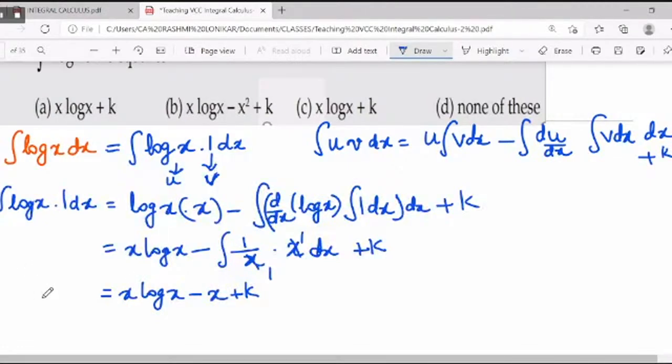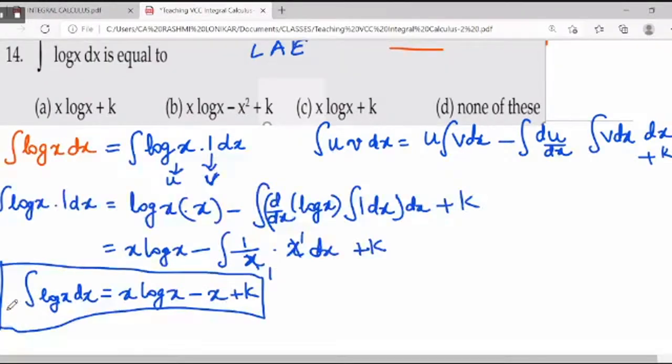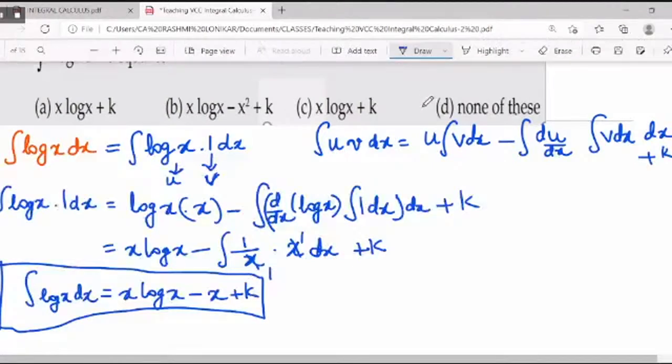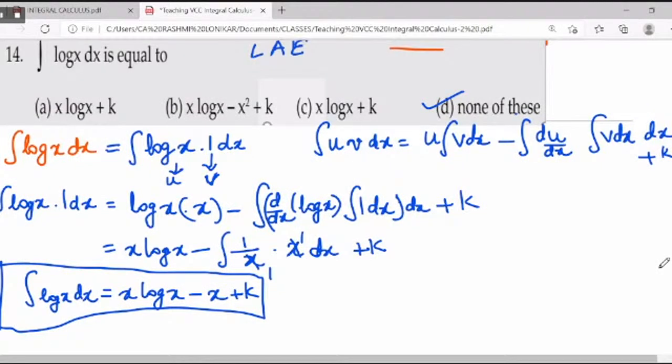So the integral of log x is a very famous sum for those of you who are doing maths in your 12th standard. It is a very famous sum for prove that in your theory, in your board exams. But over here, you simply have to know this. The integral of log x is x log x minus x plus k. Here, because we don't have that option, D will be the correct answer, none of these. Is that clear? So you need to know that the integral of log x is x log x minus x plus k.